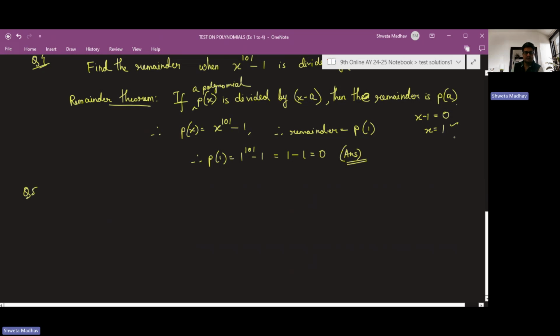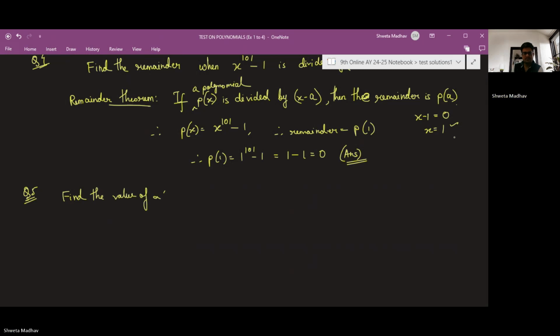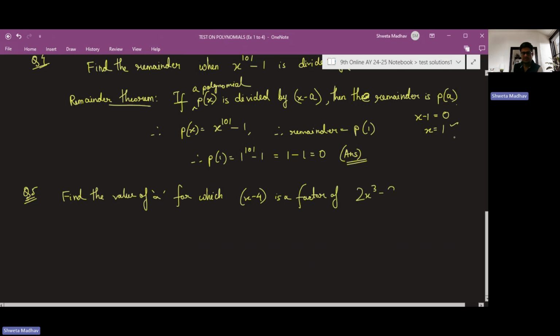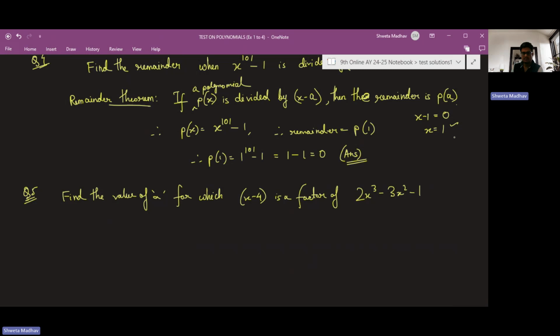In question number 5, it has been told to find the value of a for which x minus 4 is a factor of 2x power 3 minus 3x square minus 18x plus 8.